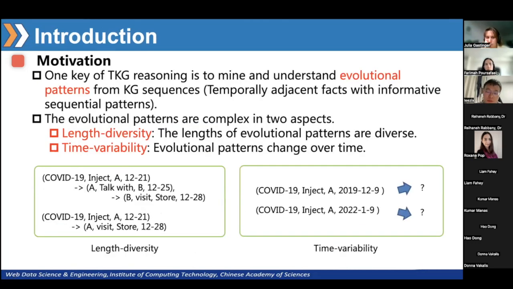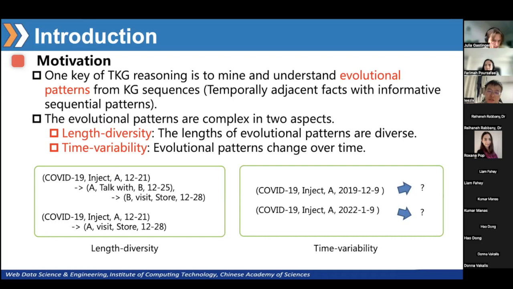Okay, let me talk about the CEN model. We think one key of TKG reasoning is to mine and understand evolutional patterns from the KG sequence. What are the evolutional patterns? We think there are some temporally adjacent effects with informative sequential patterns, and the goal of learning evolutional representations is to mine these patterns from the historical facts.